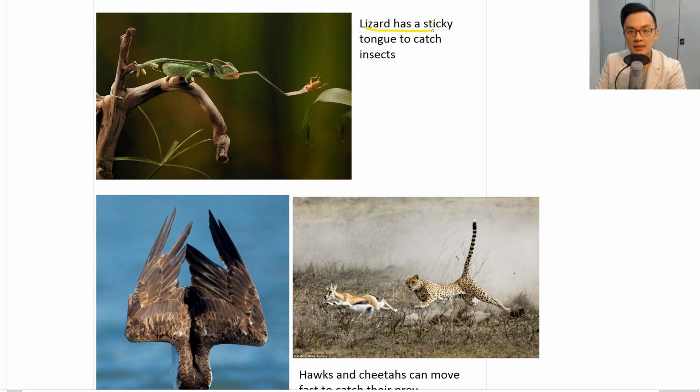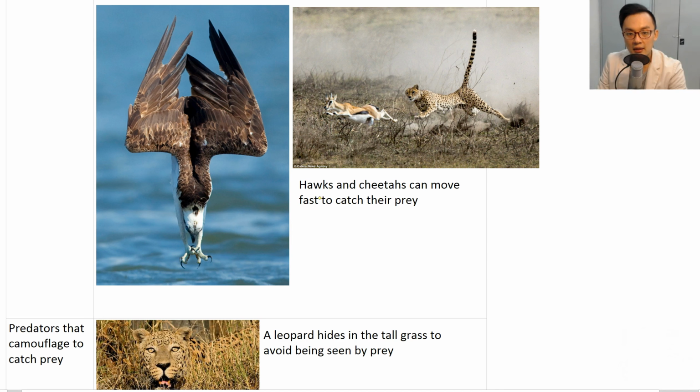In this case, a lizard has a sticky tongue to catch insects. If you look carefully, this is the long and sticky tongue, and this is the insect that it is trying to catch. It's very long and sticky, and the insect will get stuck onto it. Another kind of adaptation is to move fast: hawks and cheetahs can move fast to catch their prey. This is a cheetah that is chasing a deer. This deer is already moving very fast, and the cheetah must be even faster.